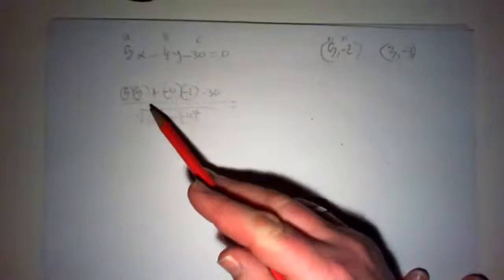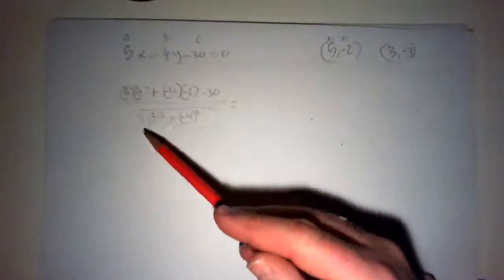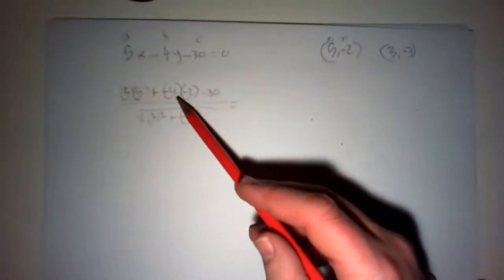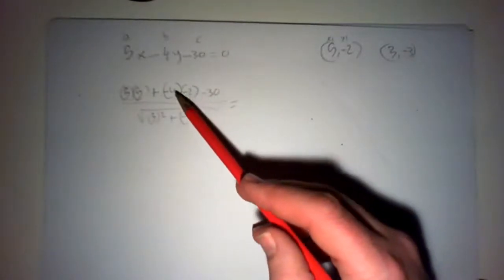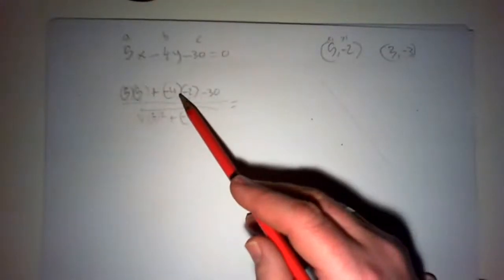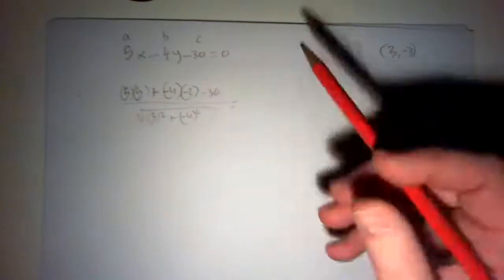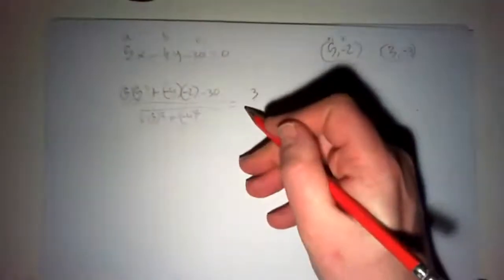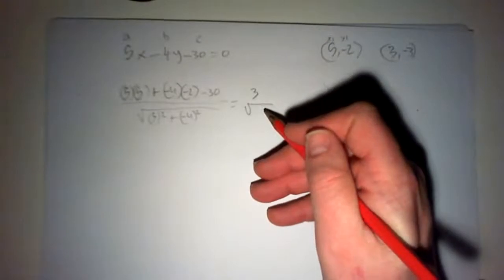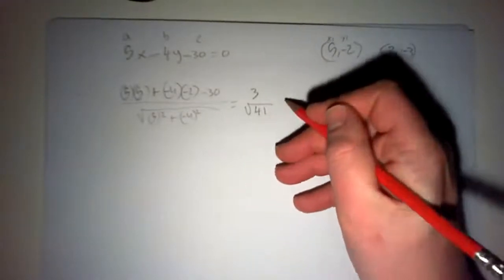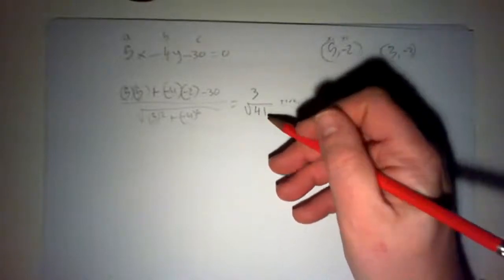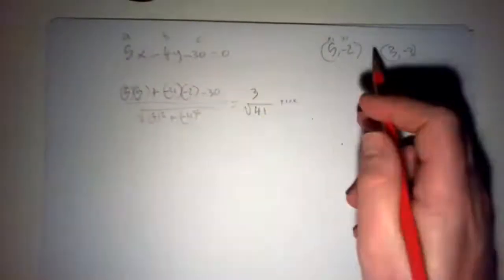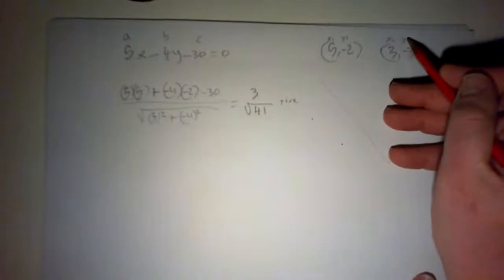So we're going to work out this one. What do we got? 5 5s are 25 minus 8 minus 30. Sorry, 25 plus 8, 33, minus 30. That's 3 on the top, over root 25 and 16, which is root 41. And that's positive. Okay, so we'll park that one anyway. It's a positive answer. Okay, we're going to do the same thing again now, but we're going to use this set, with these numbers.